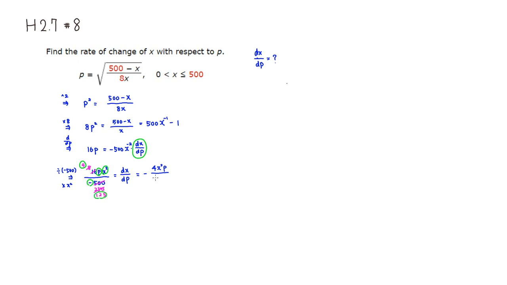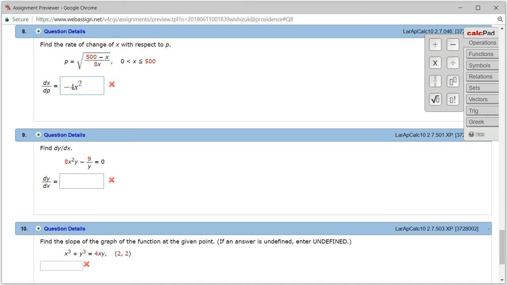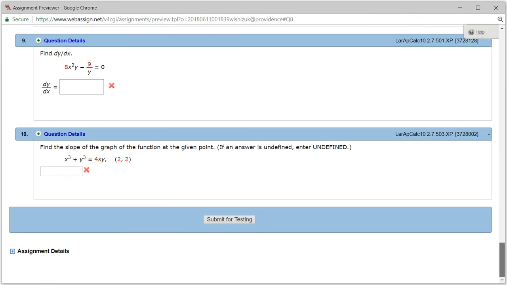Alright, so let's type this in. We got negative 4x squared times p divided by 125. Let's submit for testing.